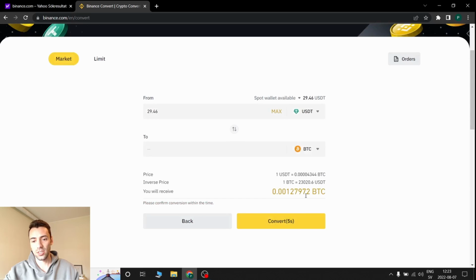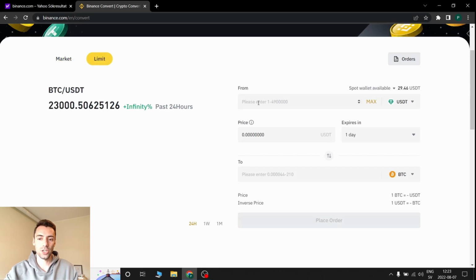This will change, see? And if you want to convert it, you have to do it in 4 seconds. So it's expired again. Refresh. You have 6 seconds to confirm this transaction, which we want in the market. It means that with the market order, the convert will be done at the exact moment of that currency price.